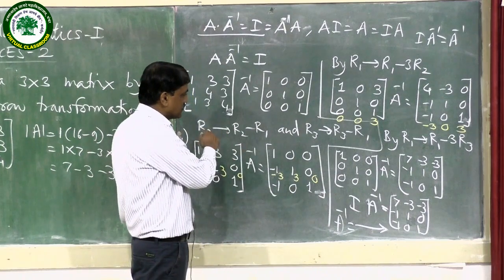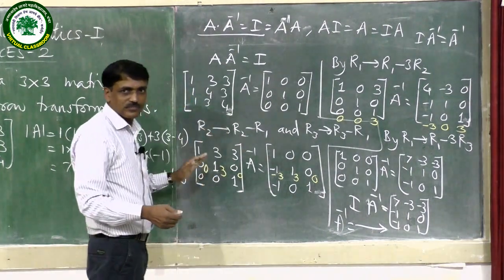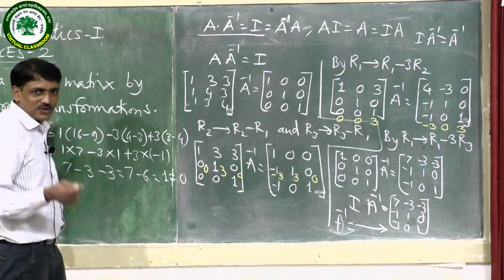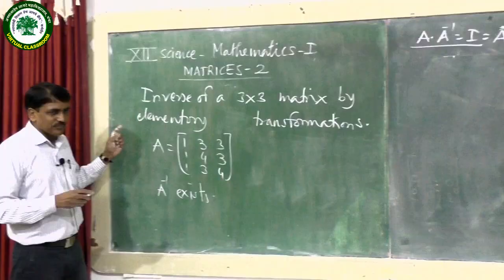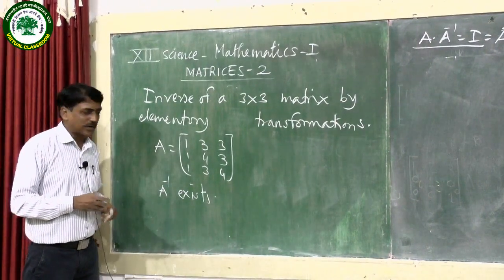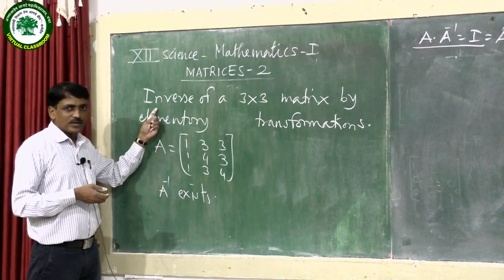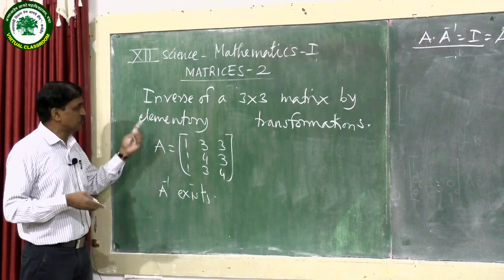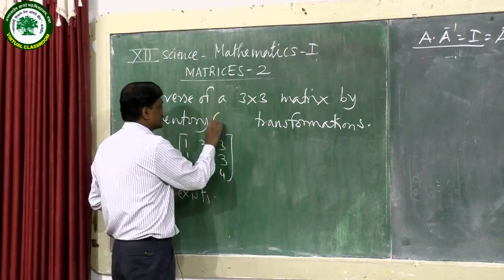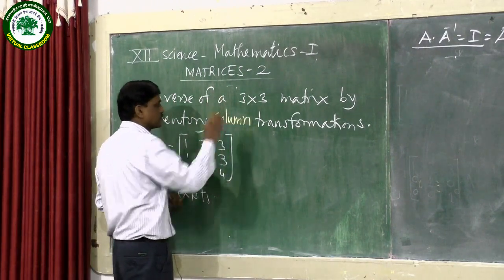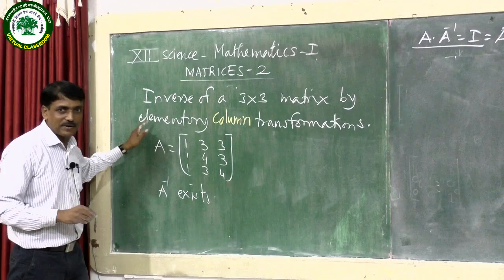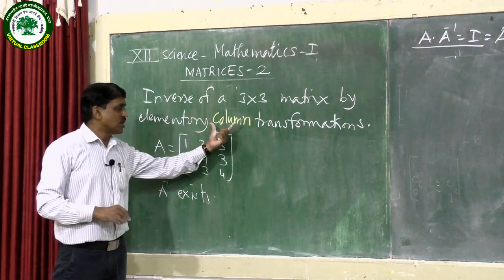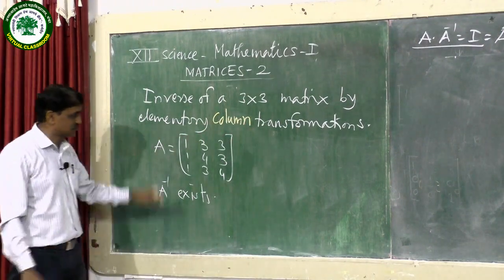So this is how we have found the inverse of a matrix using elementary row transformations. In the second part of this lecture today, let us convert the matrix A into its inverse. Let us find its inverse using elementary column transformations. Up to this time we have performed elementary row transformations. Let us perform elementary column transformations and get our inverse.